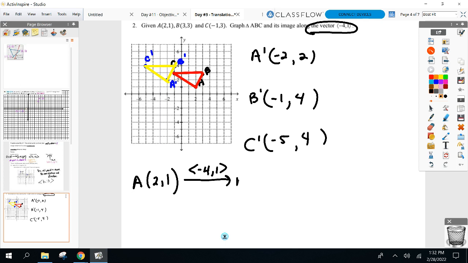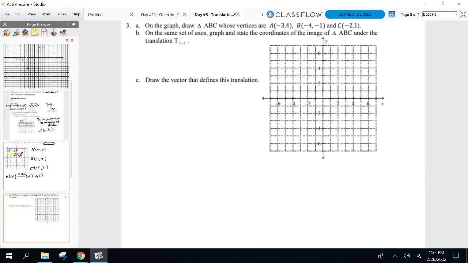What do you got? -2. 1 plus 1? 2. Okay, so you can add and subtract the coordinates before to see what it's going to be, and then you can graph it. That's up to you, though. Okay, you could just do some algebra. Any questions?